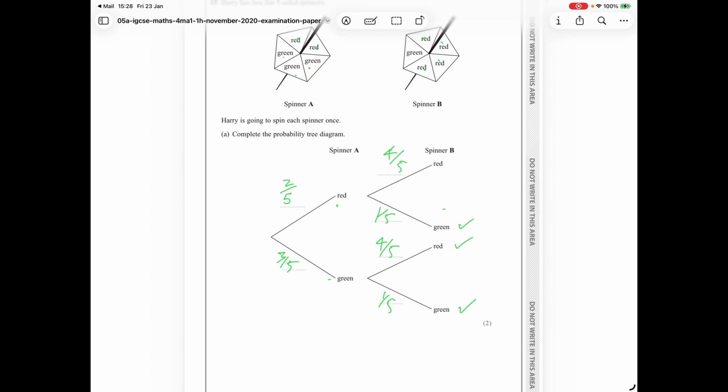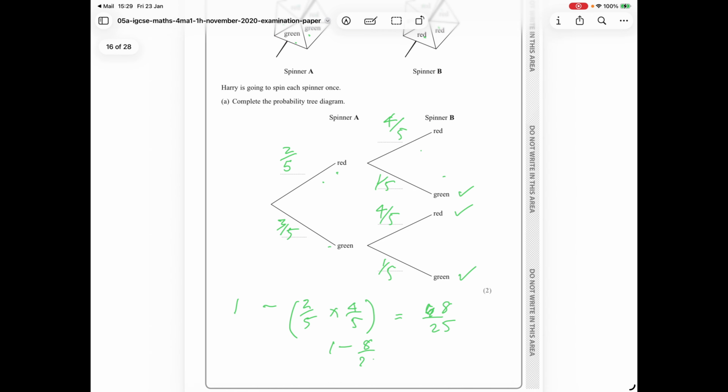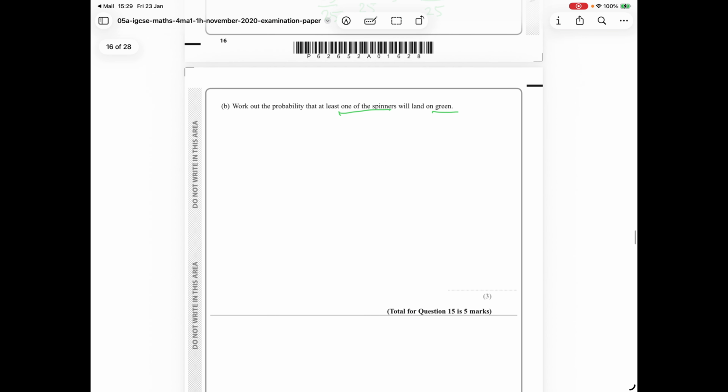Now, I'm quite lazy, so the way I would do this is I'd go 1 for everything minus the possibility of red followed by red. So that would be 2 over 5 times 4 over 5, and that equals 8 over 25. So what is 1 minus 8 over 25? It is 25 over 25, so 25 minus 8 is 17 over 25, and that's how you do the second part.